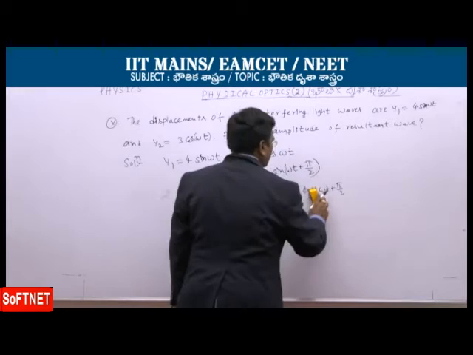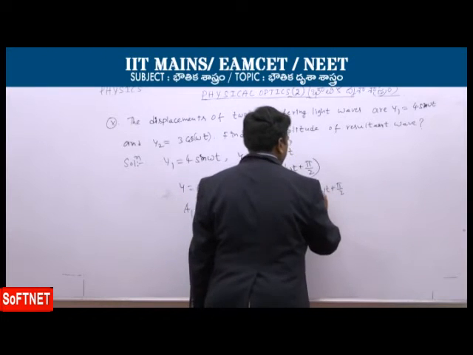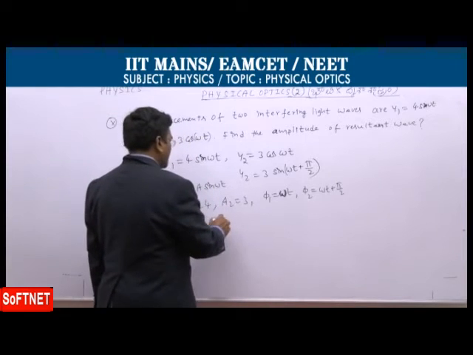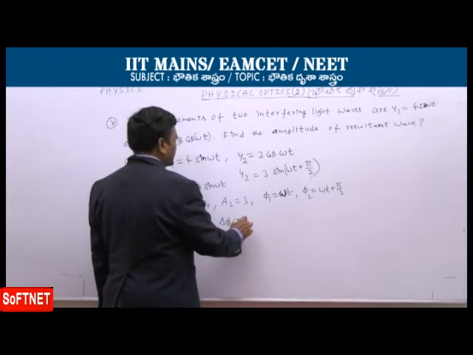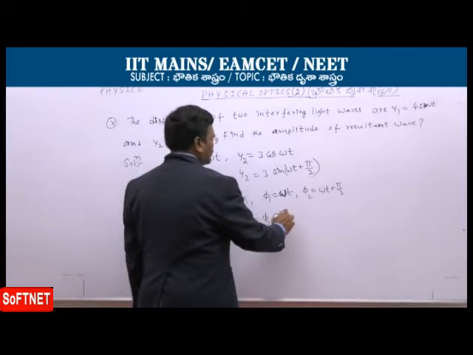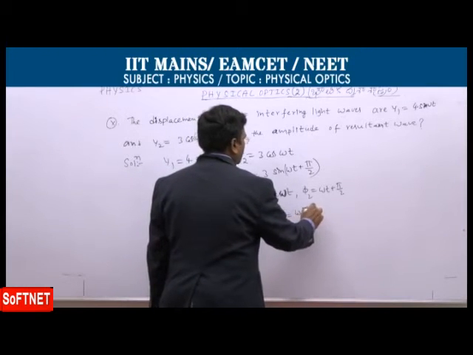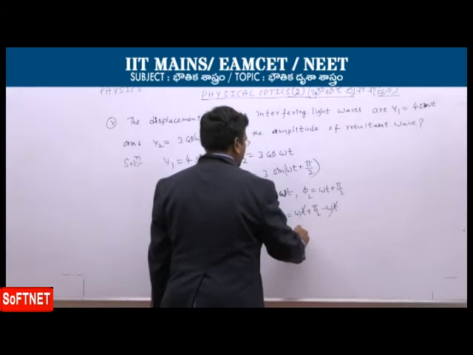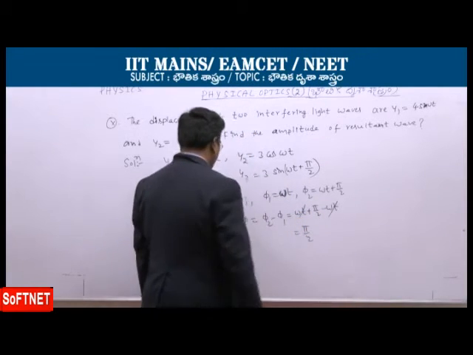From this, we calculate the phase difference. Now, phase difference delta phi is equal to phi 2 minus phi 1. How much now? Omega t plus pi by 2 minus omega t. Omega t minus omega t gets cancelled. We are getting pi by 2.